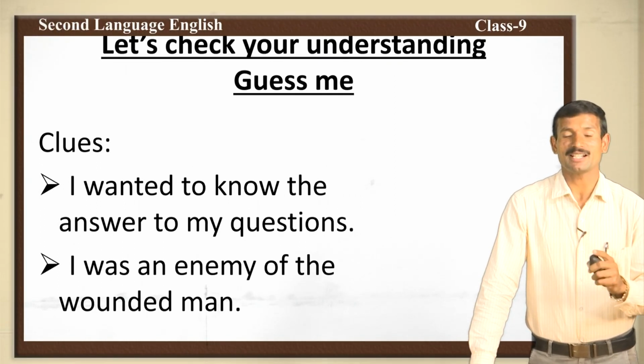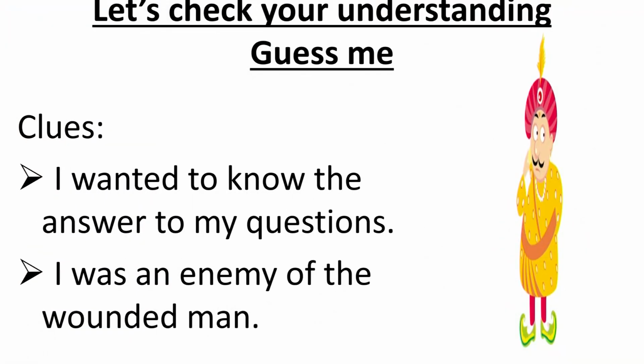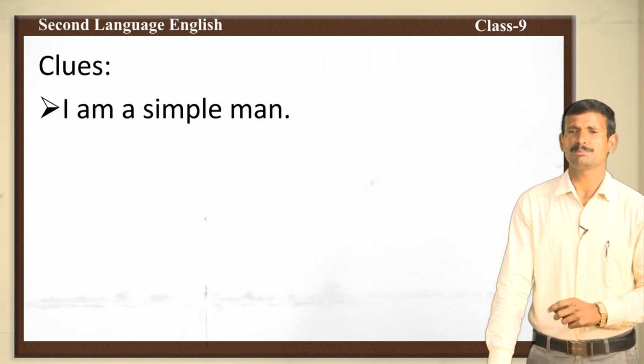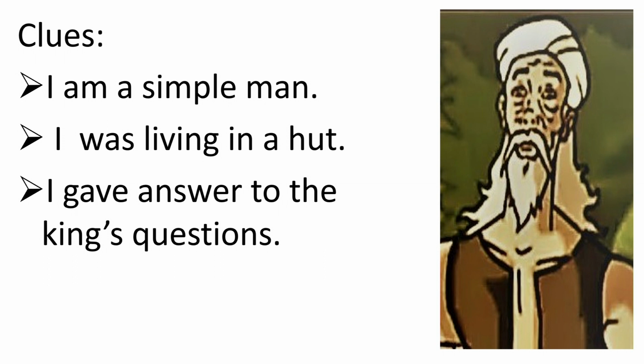I was an enemy of the wounded man. Who is that person? The king. King is the answer. Very good. Now, let us move to the next one. The clues are, I am a simple man. I was living in a small hut. Now, I gave answer to the king's questions. Who is the simple man here? Hermit. Very good. The hermit is a simple man here.